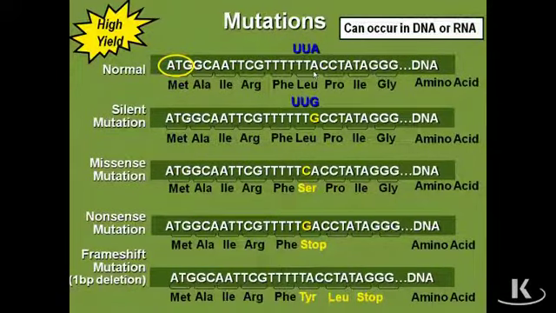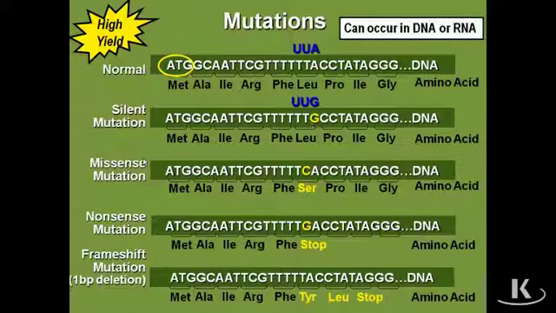Okay, so now remember that the third base is the one that got mutated here. When the third base gets mutated, that's the most likely time you're going to get a silent mutation. It's because that third base provides less specificity for the protein that's encoded.